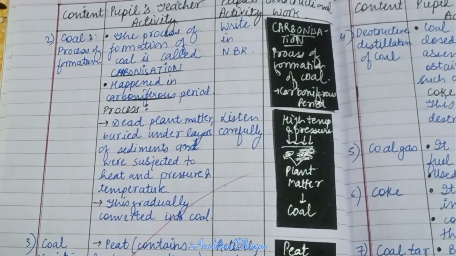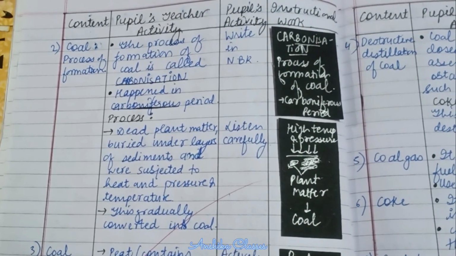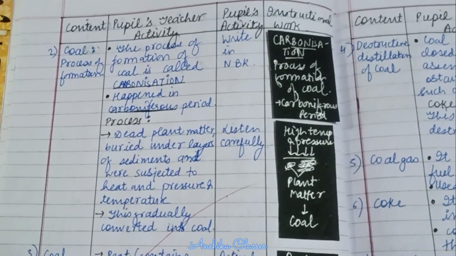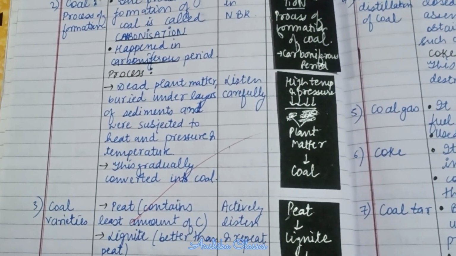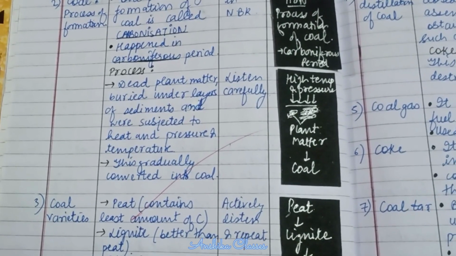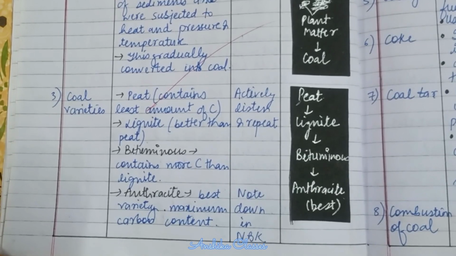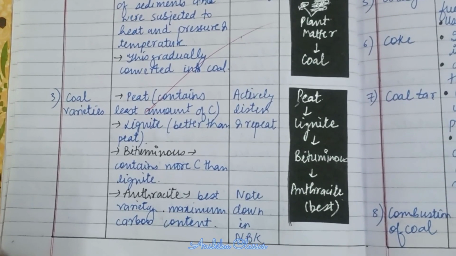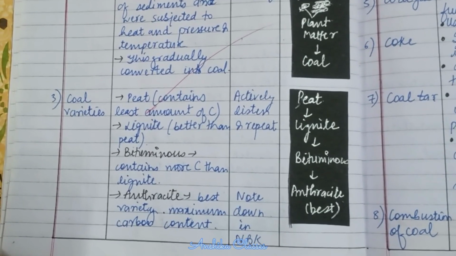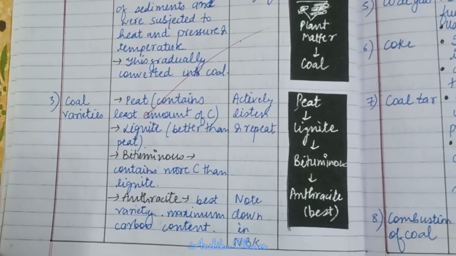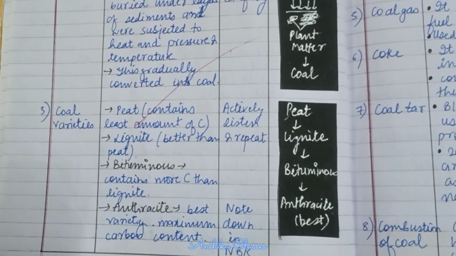Coal and the process of coal formation. The process of formation of coal is called carbonization. It happened in the Carboniferous period. The process: plant matter buried under layers of sediments and subjected to high temperature and pressure was gradually converted into coal. Coal varieties: peat contains the least amount of carbon, then lignite, better than peat. Bituminous, much better than lignite, and anthracite is the best quality of coal which has the maximum carbon content.